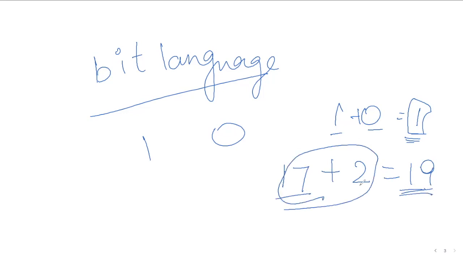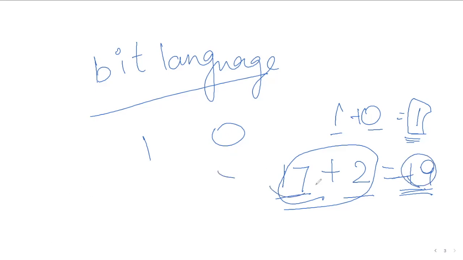The system doesn't know 17. The system doesn't know what 2 is at the initial phases. Don't think at the initial phases alone. Even now the system doesn't know what 17 is and what 2 is. Then how will it do, ma'am? But it will give me the answer as 19. How will it do that, ma'am?